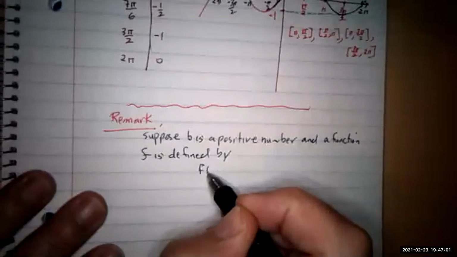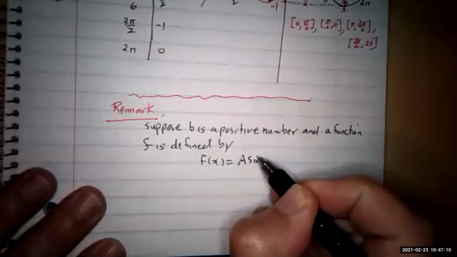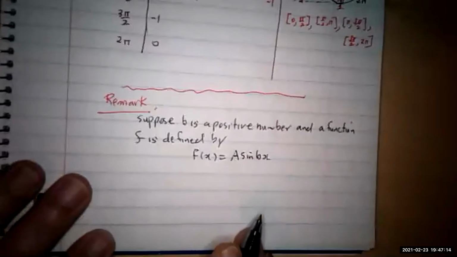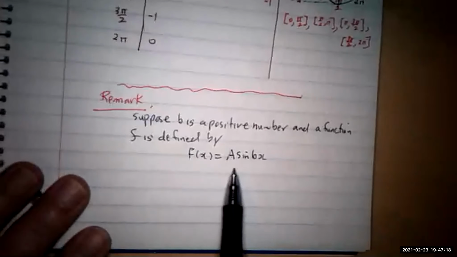F of x is equal to, we have a number here, we call it a, and this is going to be the sine of bx. In your book, this is again a capital B, but let's just write it in this form. So f of x equals a sine of bx, where a is a number. Then what's going to be the period of this function?